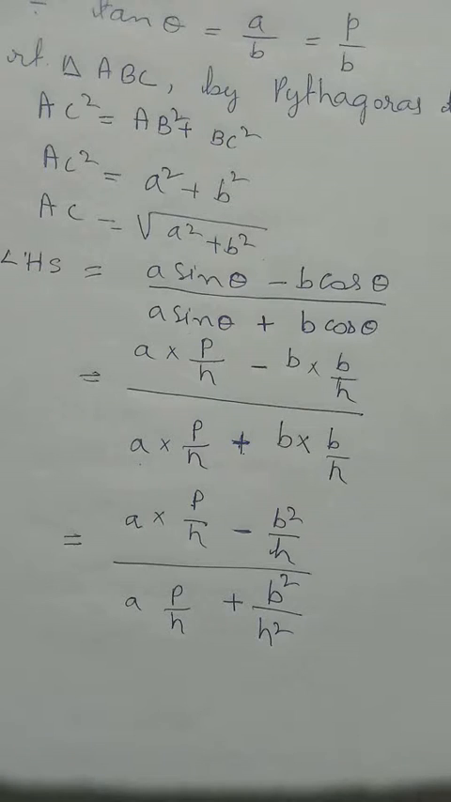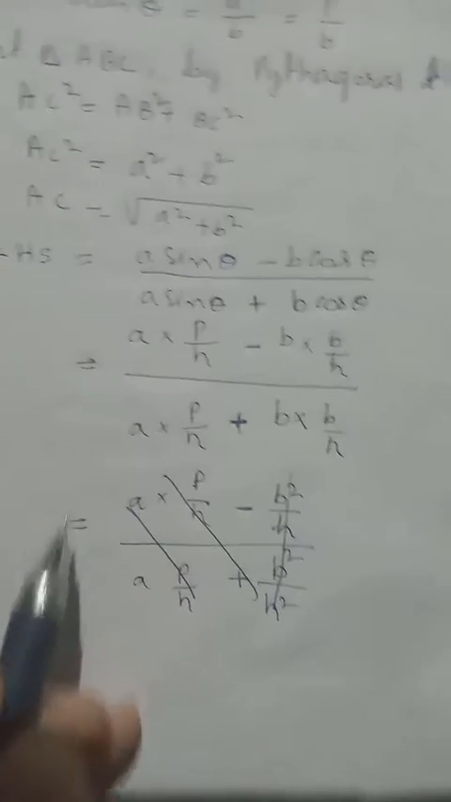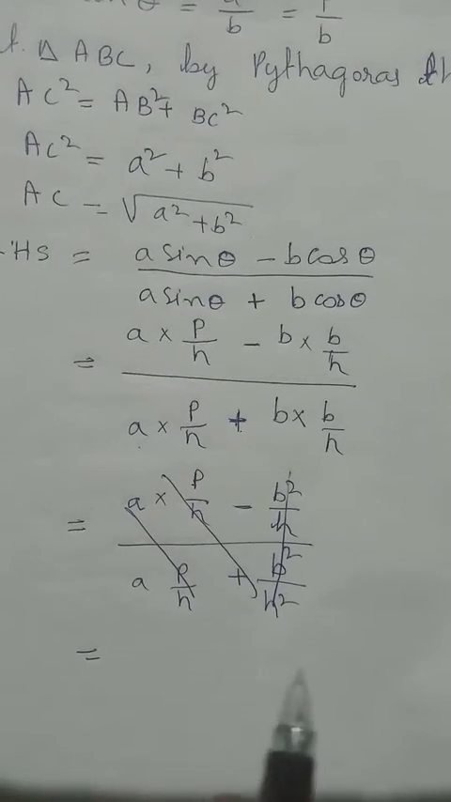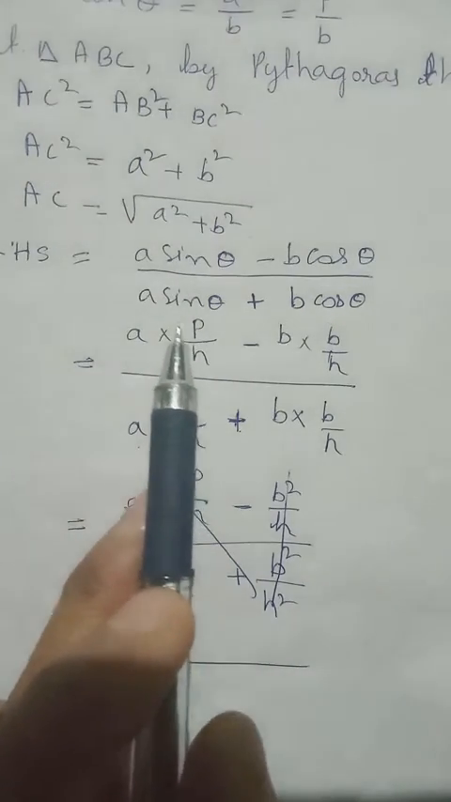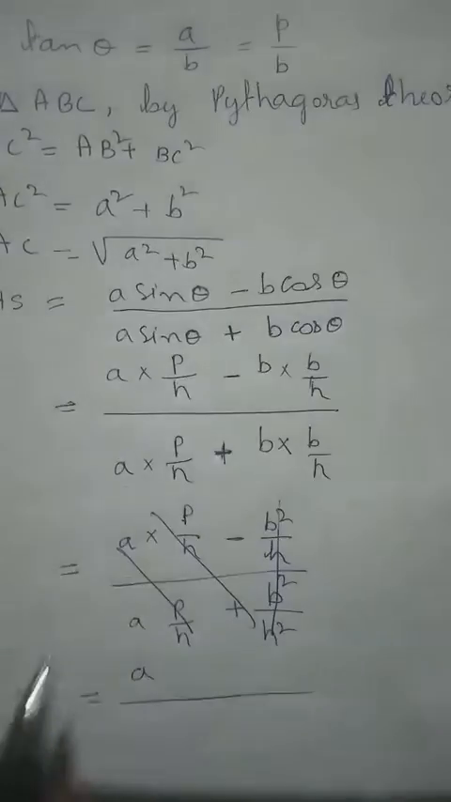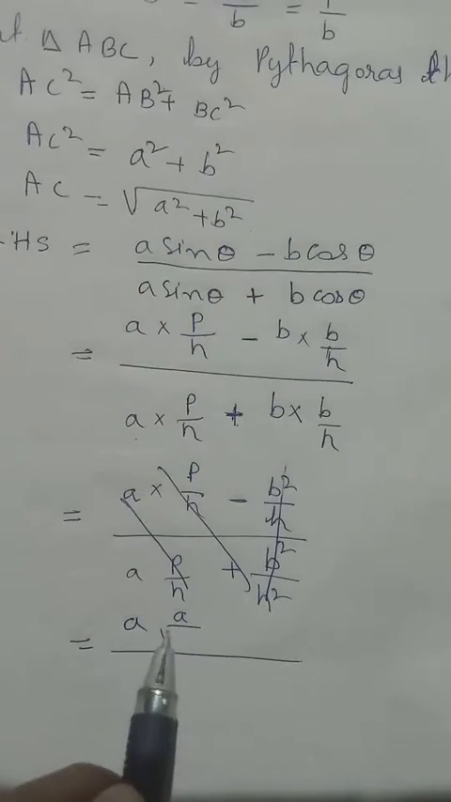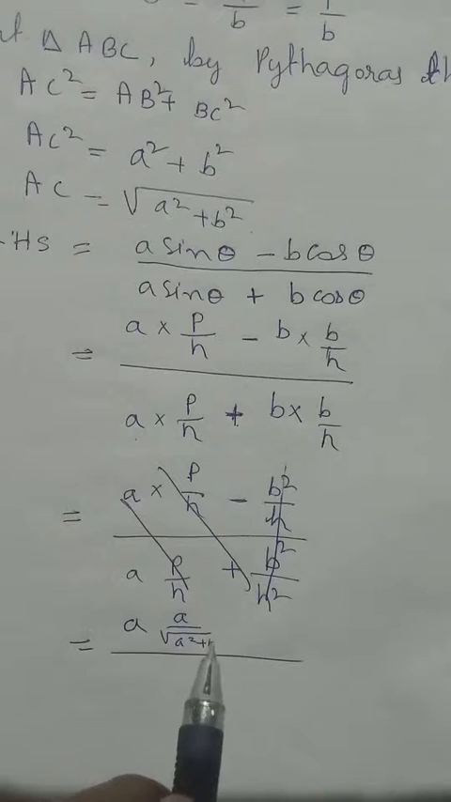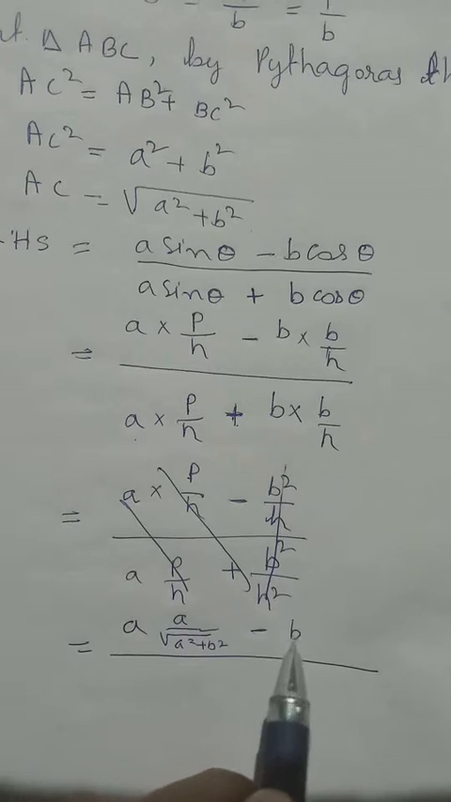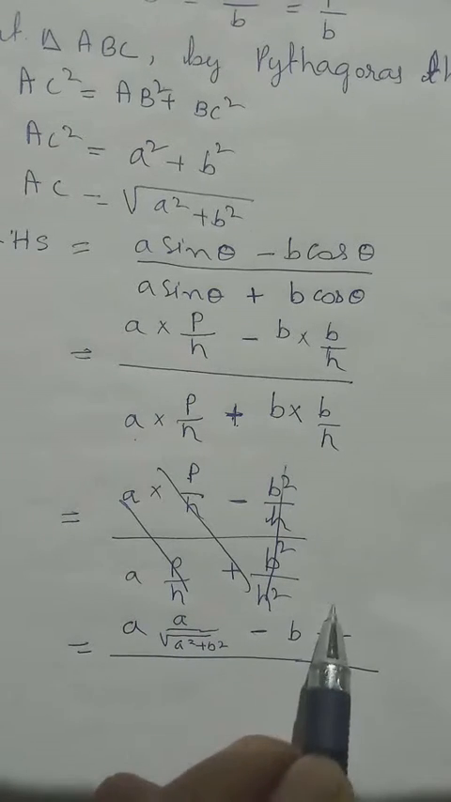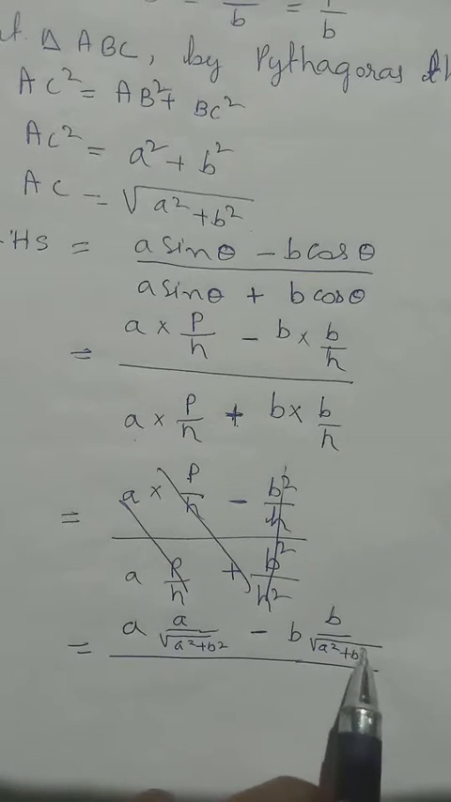So now we have a fraction. Let us find the LCM. Okay, now let us replace the values. A we cannot replace, so it remains a. In place of sin we know P by H. P we have from the beginning equal to a. Then H we have this one, square root of a square plus b square. Then we have minus b. Then we have b as the base, it's given to be b from the beginning, then square root of a square plus b square, which is the hypotenuse.